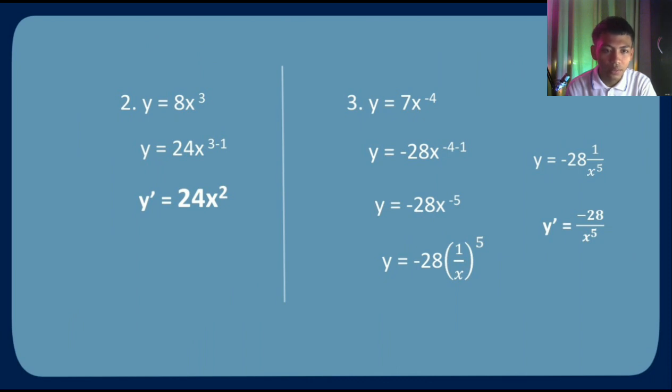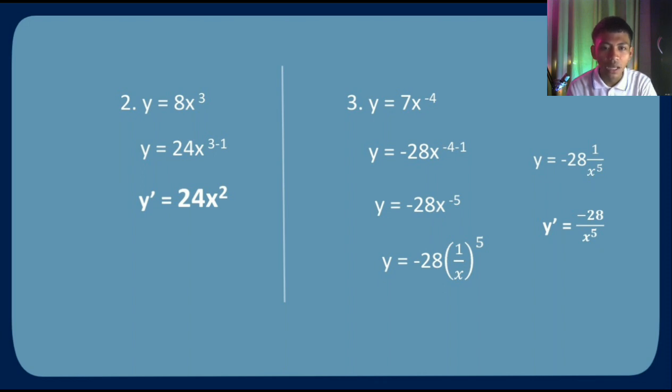Example number 2. y is equal to 8x raised to 3. Again, same process. We have to multiply the constant number by the exponent. 8 times 3 is equal to 24. And then we have a positive exponent, so we have to subtract 1. That's why it became 24x squared.